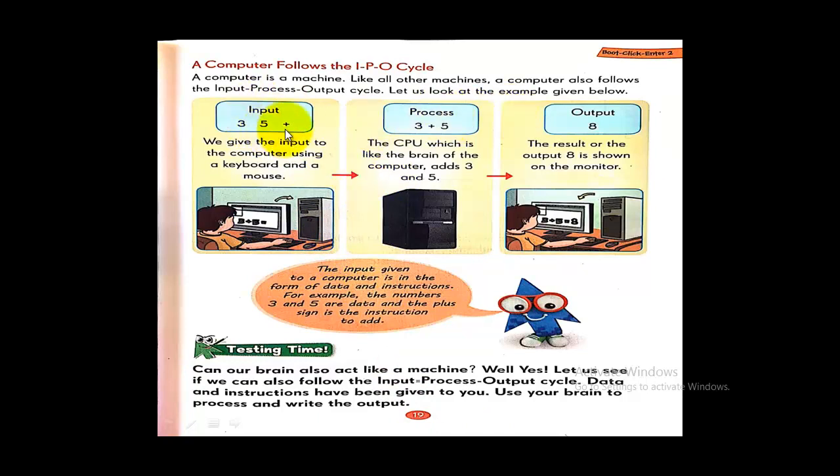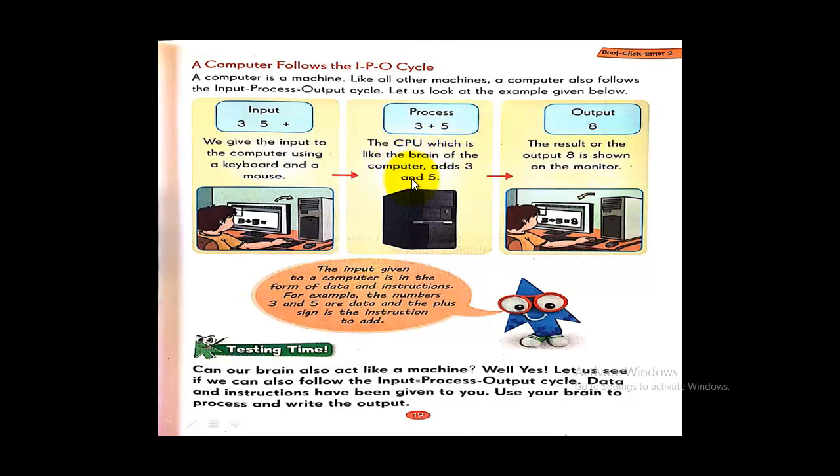3 and 5 are added with plus and we get 8. The process is done by the CPU, which is like the brain of the computer. CPU is the brain of the computer.